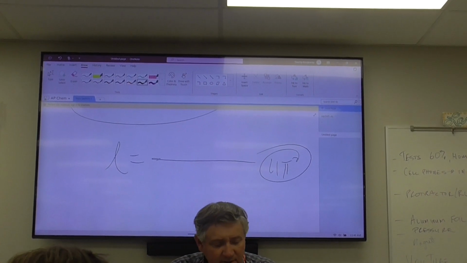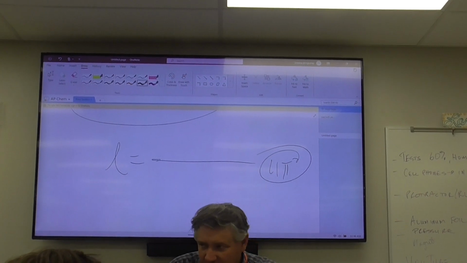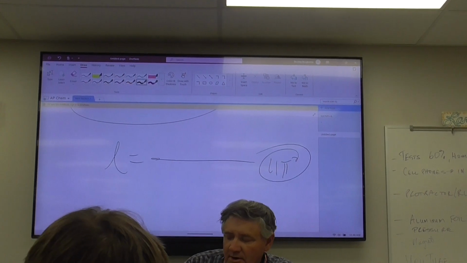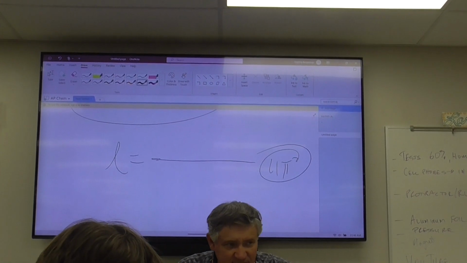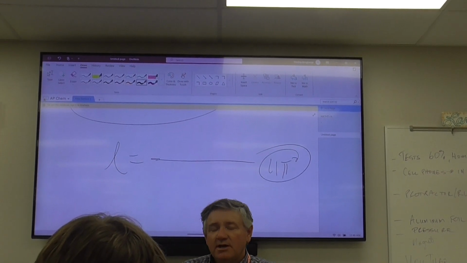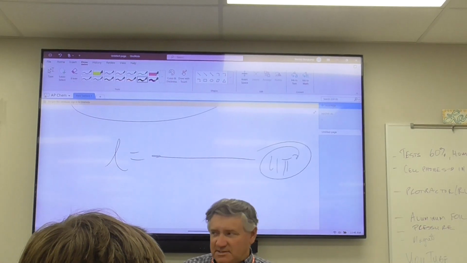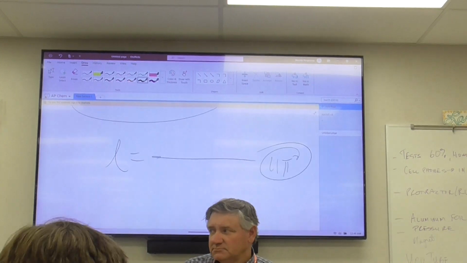So let me give you a hint. Your answer to 8B on the top of that back side should be, and this is an ish, around 0.5 meters. That's an ish.